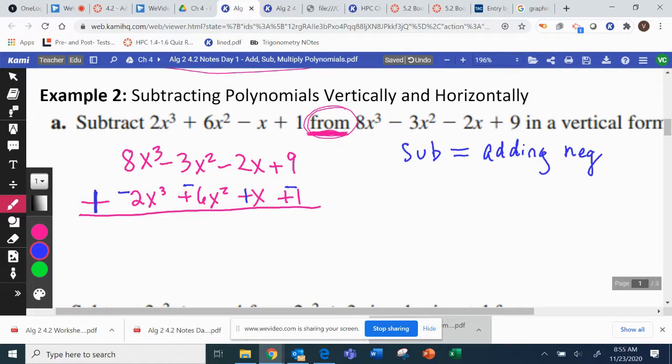All right, now I've changed it into addition, which I've already showed you how to do. So we get 6x cubed minus 9x squared, negative 2 plus 1 is negative x, and then plus 8.